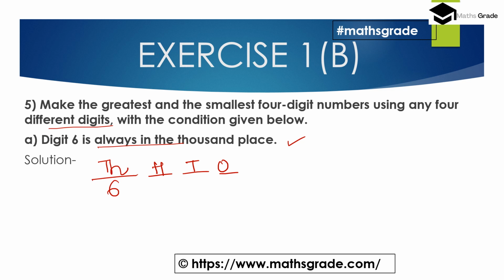The greatest number will be 6, 9. 9 is the greatest digit, then after 9, 8, then after 8, 7. So this is the greatest four digit number.